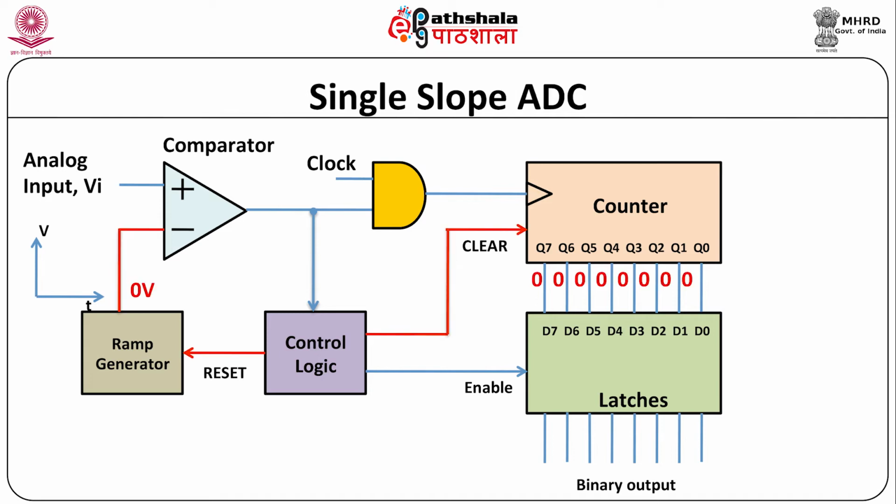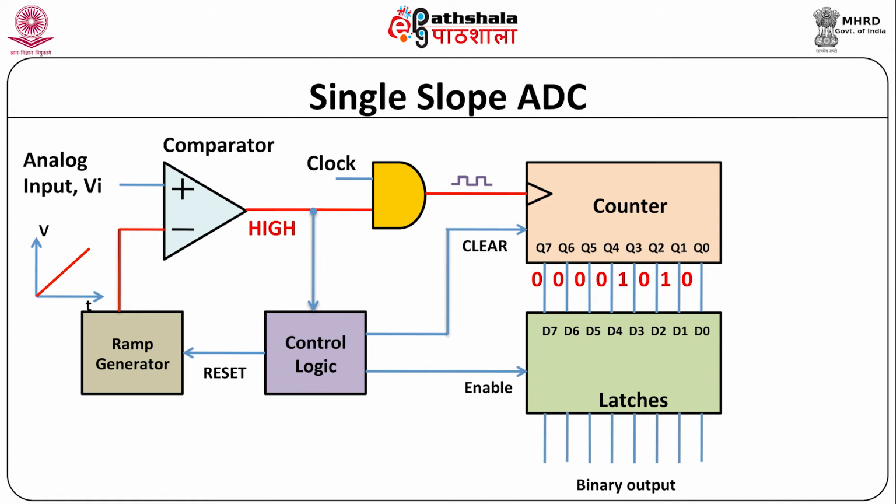At the beginning of the conversion cycle, the counter is reset and the linear ramp generator output is 0 volt. At this point, the analog input is greater than the reference voltage generated by the ramp generator. Therefore, the comparator produces a high output. This high state at the output of the comparator enables the AND gate. This allows the clock pulses to reach the clock input of the counter.